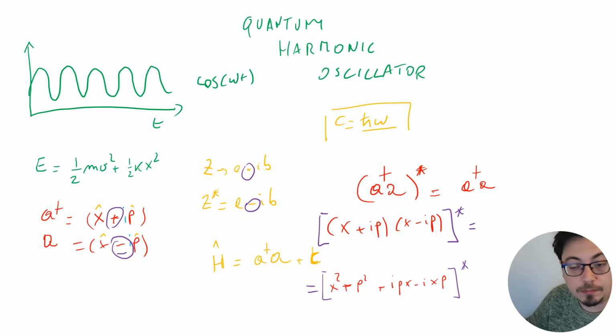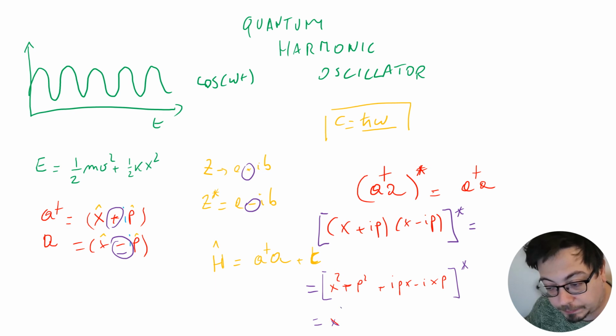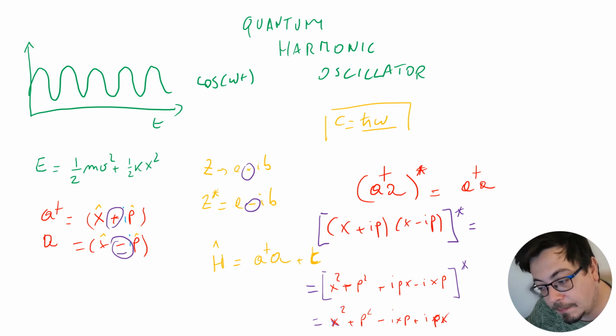And then what happens? So x and p remain the same. So x squared remains x squared plus p squared remains the same, and this one swaps the order and the sign, so minus ixp plus ipx, which just by looking at it is the same. They have the same structure, the same components inside. So actually this operator here is the same when you apply the complex conjugation.